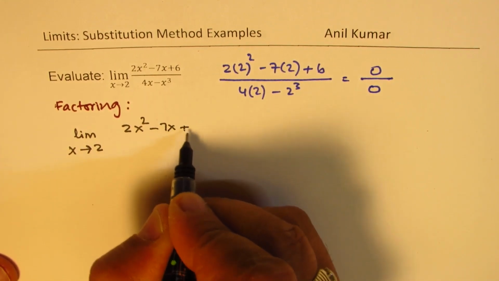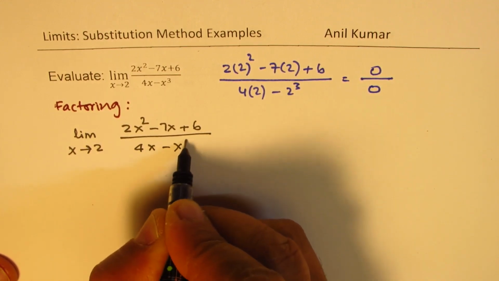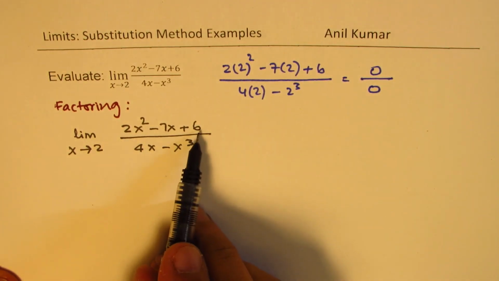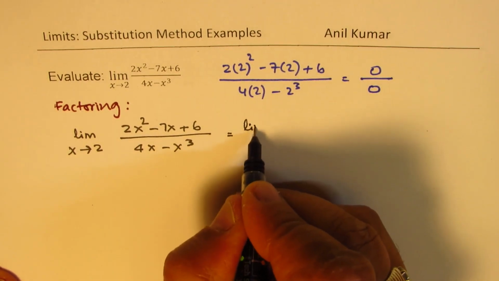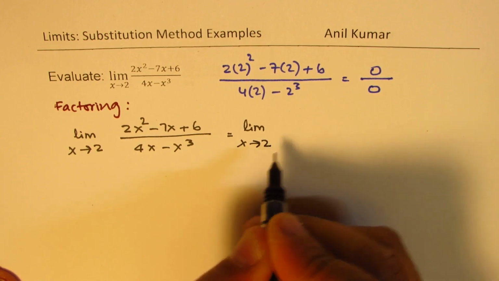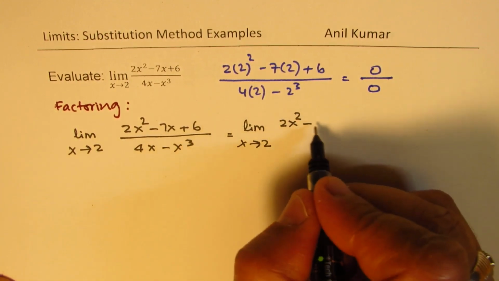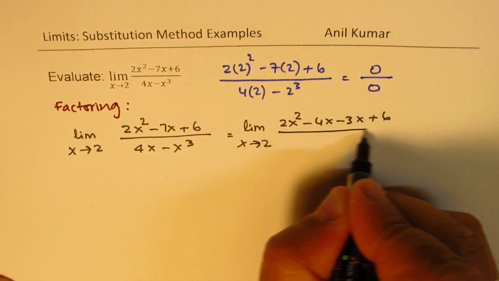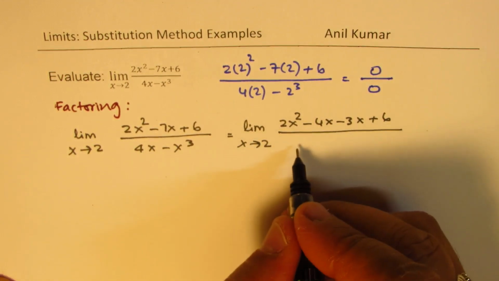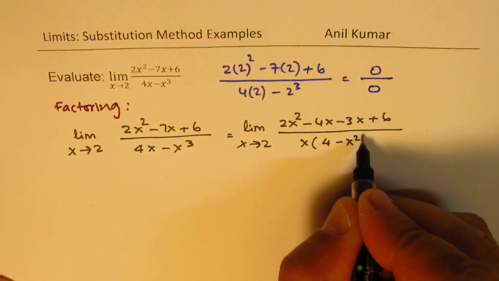So we have this equation as 4x minus x cubed. Now the numerator, we want product of 12, sum of minus 7. So we could always write this as limit x approaches 2 of 2x squared minus, so 4 and 3, right? So minus 4x minus 3x plus 6 over. Here we could factor x out, right? So we get 4 minus x squared.